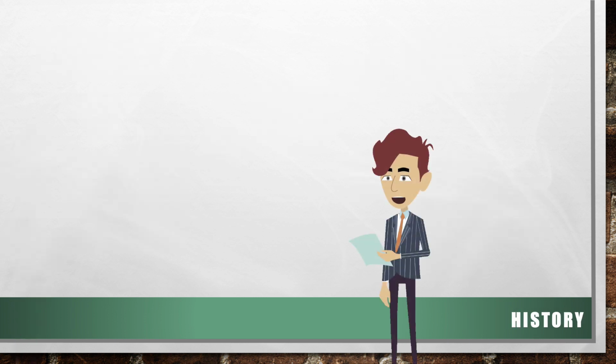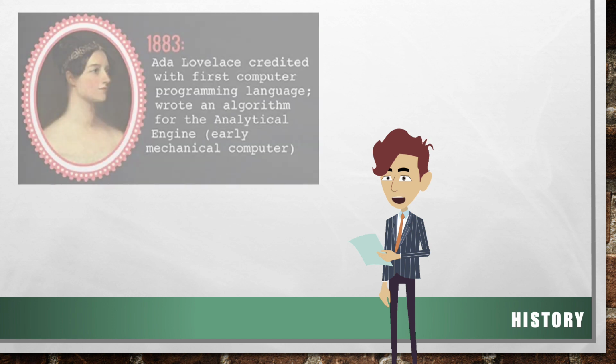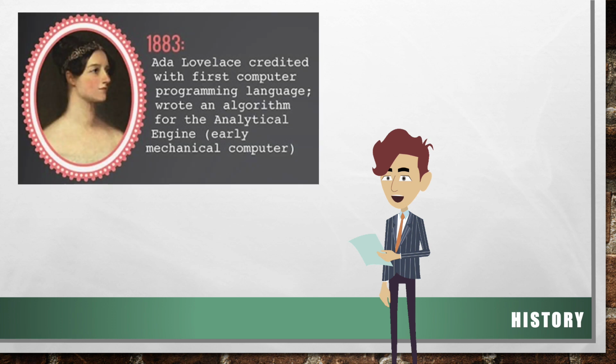We just have to backtrack a little bit on where it all began, the history of programming language. In 1883, Ada Lovelace was credited as the first computer programmer. She wrote an algorithm for the Analytical Engine, the early mechanical computer. This Analytical Engine was created by Charles Babbage, considered the father of the computer.